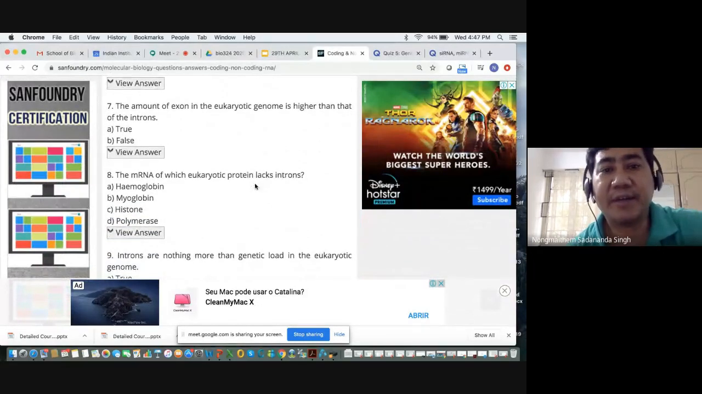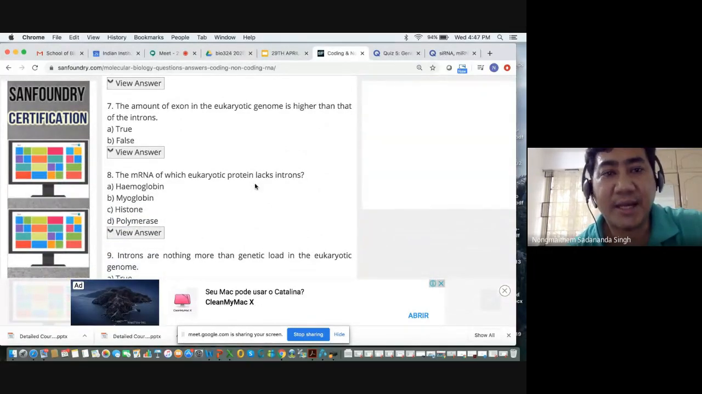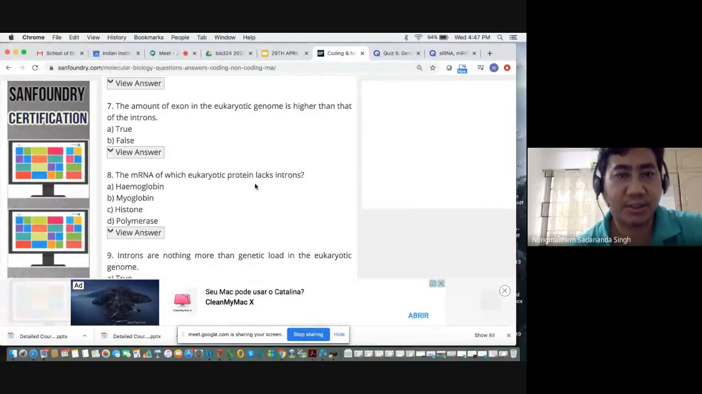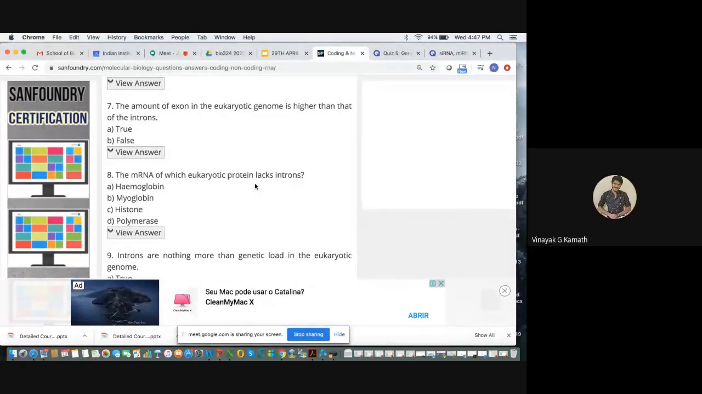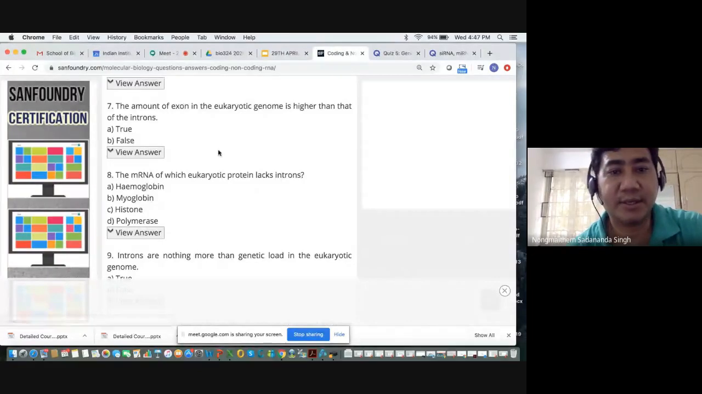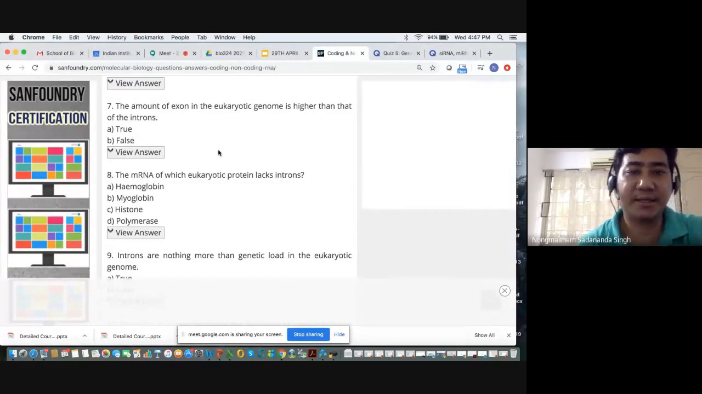The amount of exon in the eukaryotic genome is higher than that of the introns. Is it correct or false? False. So generally introns are much bigger than the exons.